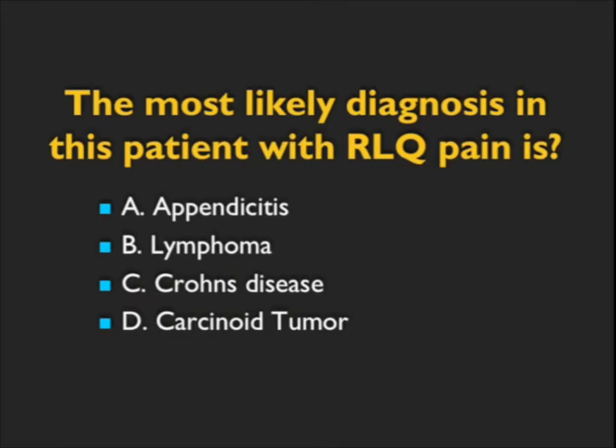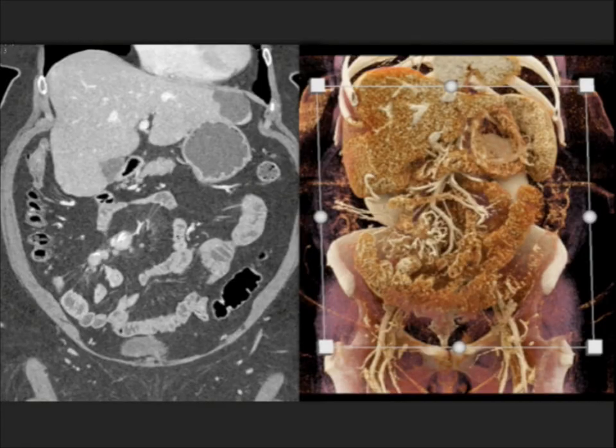The most likely diagnosis in the patient with right lower quadrant pain. If you look at the coronal views, you see several masses, right lower quadrant, partially calcified with a desmoplastic reaction nearby. The volume rendered image with cinematic rendering best shows you the desmoplastic reaction, the multiple tortuous vessels. You see the masses as well.